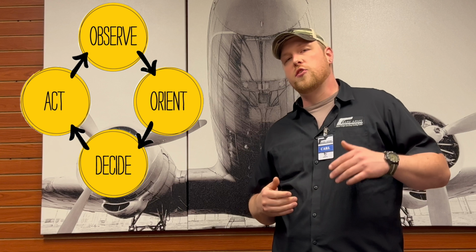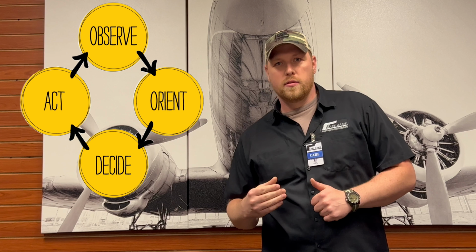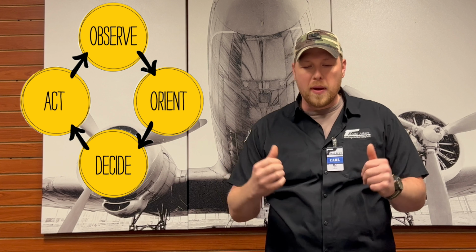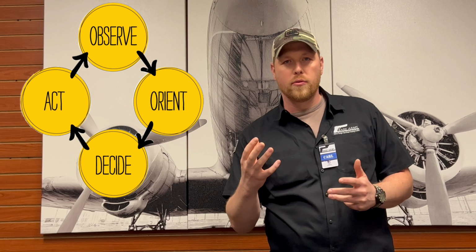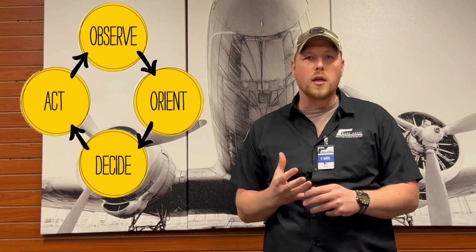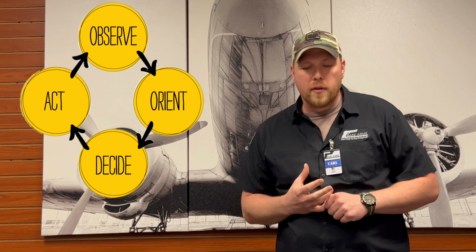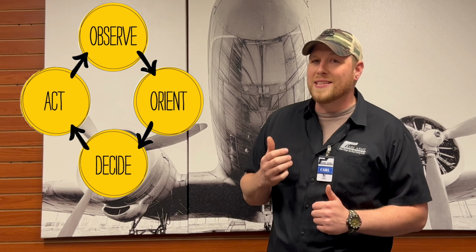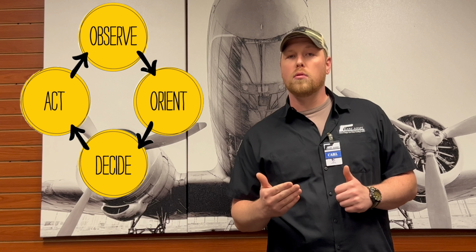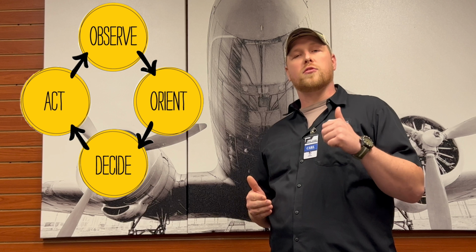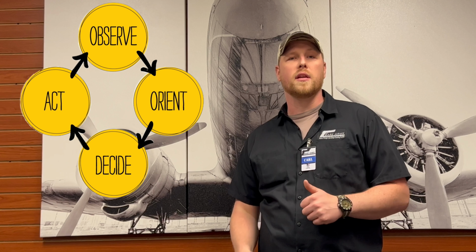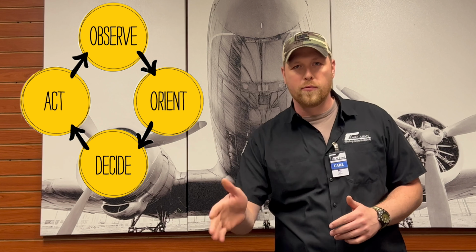Observation. This is using our senses to gather information about our surroundings. This is kind of step one, just looking, hearing, observing your environment. It's very important to maintain a conscious level of awareness. If you guys are familiar with Cooper's color codes of awareness, we want to maintain condition yellow. If you're not aware about that, don't worry, we'll talk about that in a different video. Next, orient.